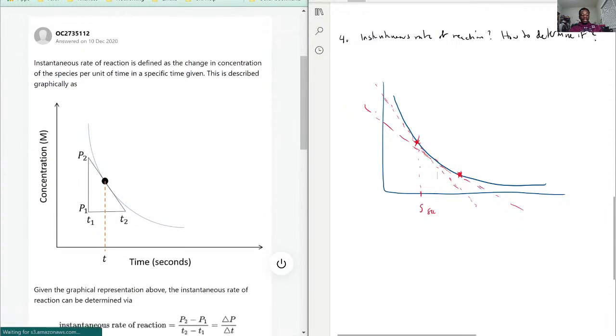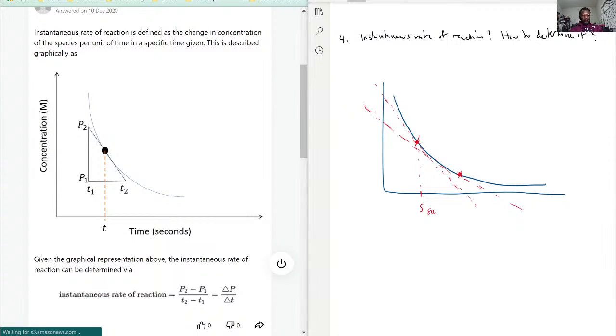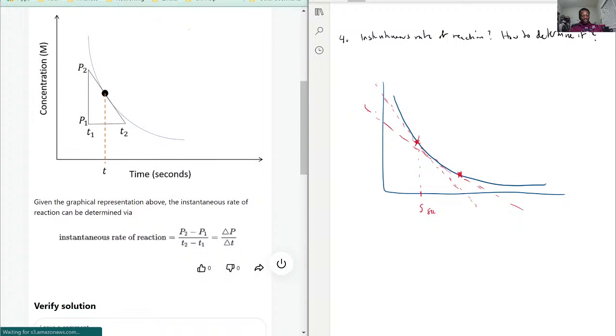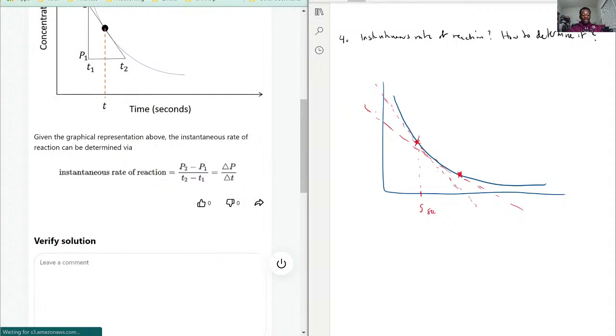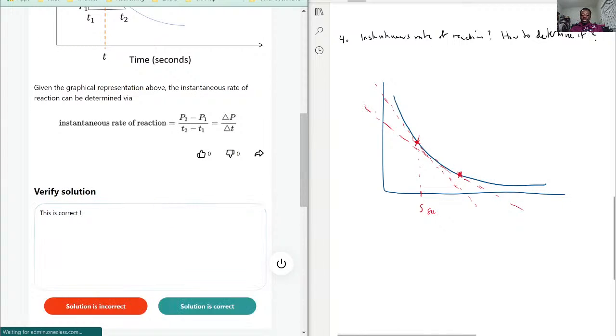Okay, as you can see here, that's what they did. They drew a line tangent to it. They got the rise over run, and that is how they're able to find specifically their instantaneous rate at that specific time. Okay, so with that, this is correct. Now let's move on to the next question. Question number 5.